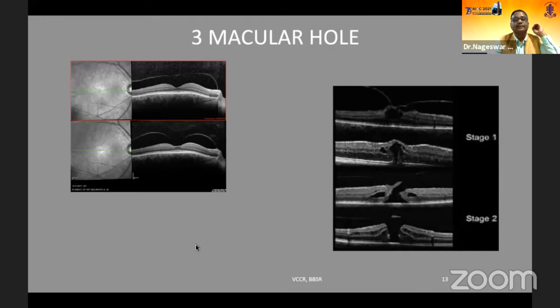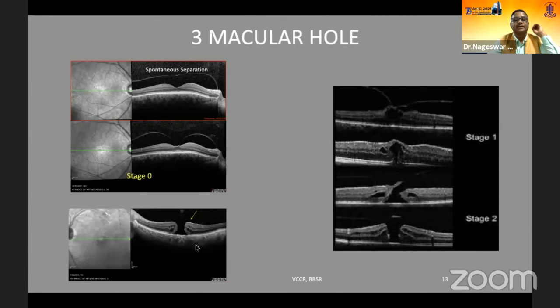And stage 3, a full thickness macular hole more than 200 microns in size will be there, and the vitreous usually remains with an incomplete PVD. If it's a complete PVD, then it's called grade 4.